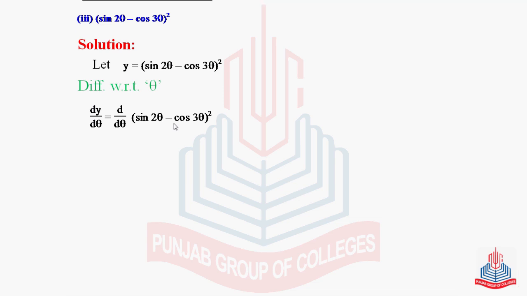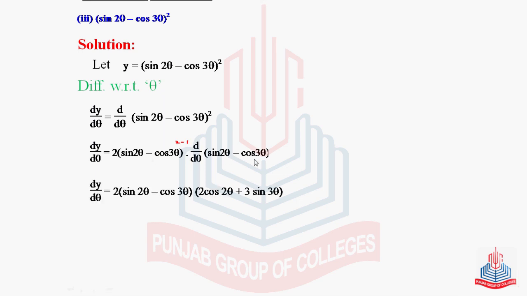When we apply differentiation, first we use the power rule. So 2 times sine 2 theta minus cos 3 theta to the power 2 minus 1, which is the n function, and then n minus 1, and then the derivative will apply on the inner function, which is sine 2 theta minus cos 3 theta. So the next thing will become 2 sine 2 theta minus cos 3 theta, 2 minus 1 will become 1, and the derivative of sine 2 theta, as we discussed in our first part: the derivative will apply on sine, which will become cos. The angle 2 theta remains the same, and then the derivative will apply on this angle 2 theta, which is 2.